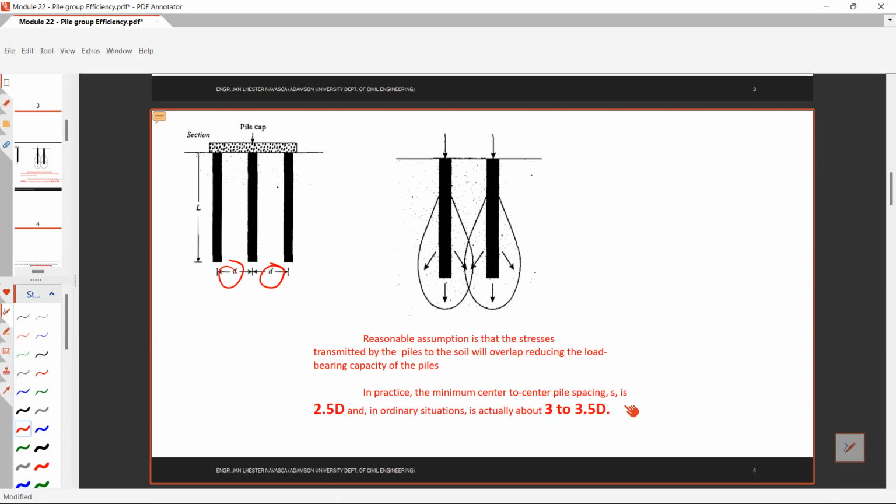Okay, so in general, nagkakaroon ng reduce sa load bearing capacity of the piles kapag hindi maganda yung spacing ng piles, hindi maganda yung arrangement ng piles. Okay? Again, in general, there is a reduction of the load bearing capacity of the piles if your center to center spacing is not sufficient.